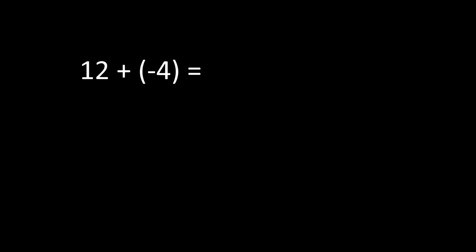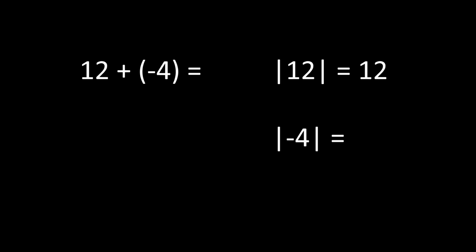In this example, we have 12 plus negative 4. We have a positive plus a negative. So we're adding integers with different signs. We're going to start by looking at the absolute values of our numbers. The absolute value of 12 is 12, and the absolute value of negative 4 is 4. Because when we add integers with different signs, we're going to be subtracting their absolute values.